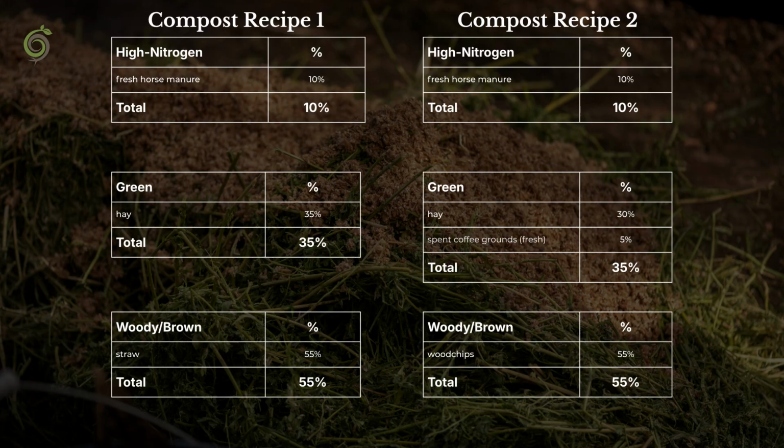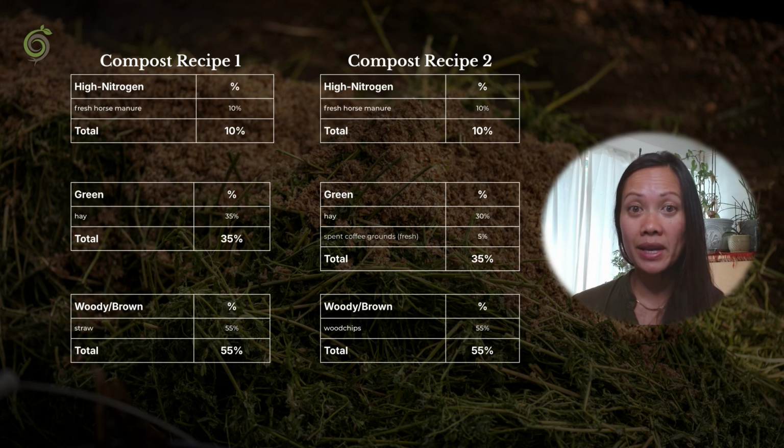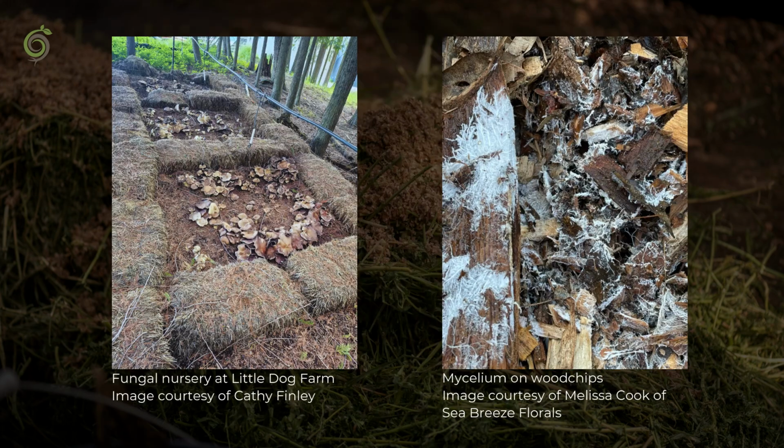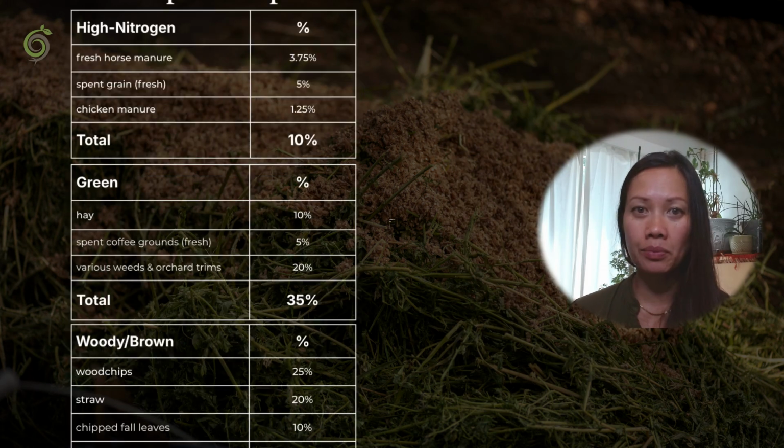In recipe 1, there's only one ingredient in each category. But in recipe 2, I added coffee grounds to the green category and changed the brown ingredient from straw to wood chips. Those may seem like small changes, but they matter. Spent coffee grounds contain fatty acids that can support different types of bacteria and fungi and may even support some wood decaying fungi. The wood chips can also encourage more fungal organisms, especially those adapted to breaking down tougher, more resistant carbon material. Now let's look at recipe 3.